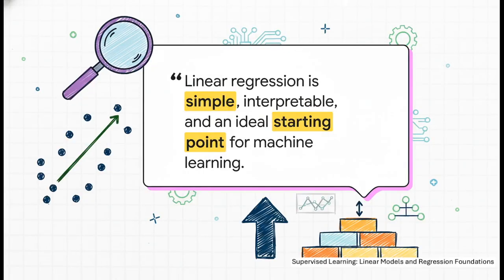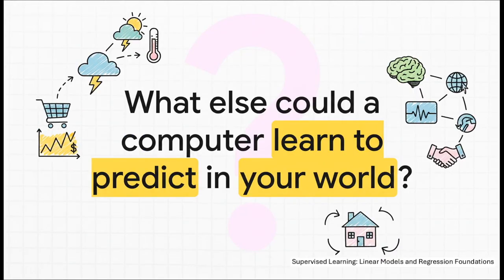And all of this really just hammers home why starting here is so powerful. Linear regression is simple, it's easy to understand what it's doing, and it gives you this amazing foundation for literally everything else that comes next in the world of machine learning. So, there you have it. We've just pulled back the curtain on how a computer can learn to predict the price of a house.